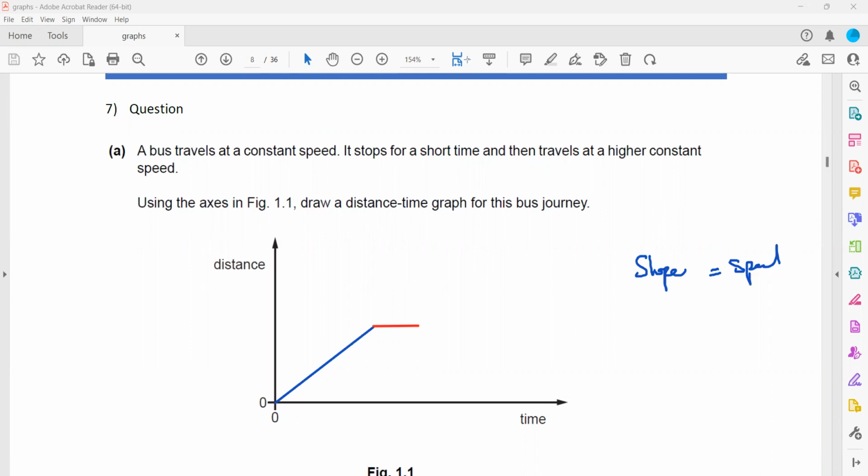And then it will accelerate, like it travels at a higher constant speed. So how do we distinguish higher and lower speeds? We distinguish by the gradient. The second line should have a greater gradient, or it should be much steeper than the first straight line. So this shows that first it was moving at a constant speed, then rest, and then a higher constant speed.